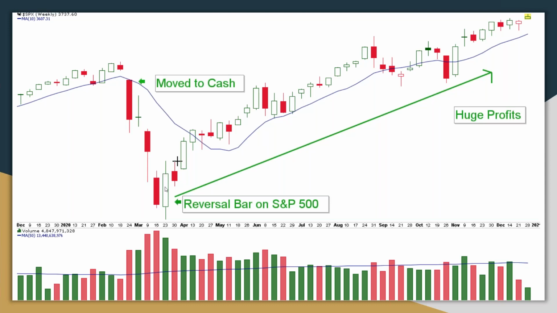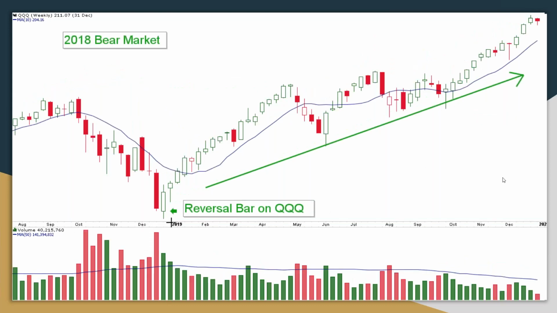Sat in cash, and then look, all of a sudden you get a nice reversal bar on the S&P 500 right at the low, like the week of the low. So then you can just get in right at the open on Monday. And there was a huge rally that went all the way through until the end of really January of this year. Then some of these growth stocks have pulled back a little bit, which is completely normal. But a reversal bar would have told you where to get in at the bottom of this bear market.